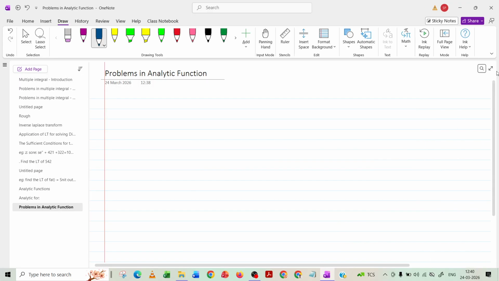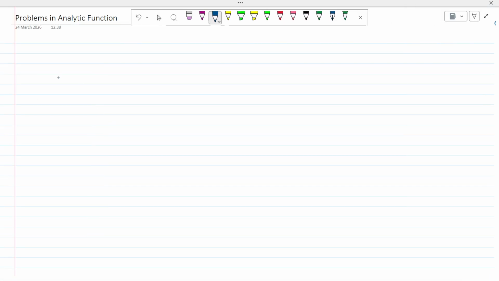So in the class we are going to discuss problems in analytic function. First, what is meant by analytic function? The function is a complex variable and it is a single valued and differentiable function. Differentiable not only at the particular point, but differentiable in the neighboring points also. Okay, fine. So one important necessary condition is there for the analytic function.